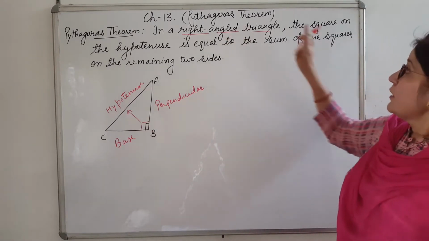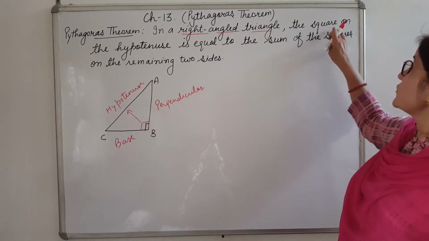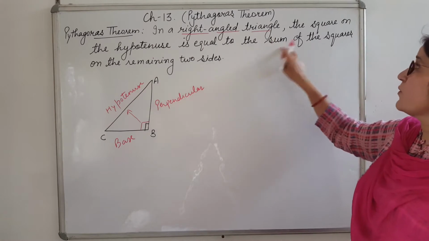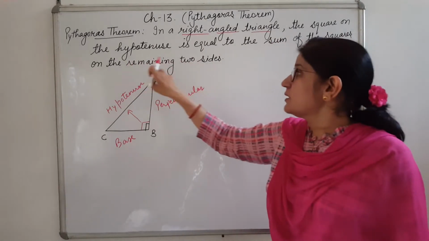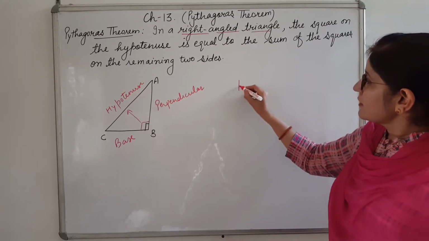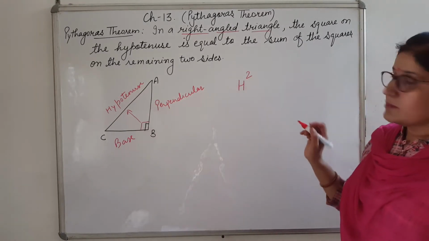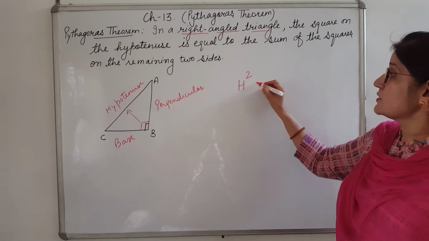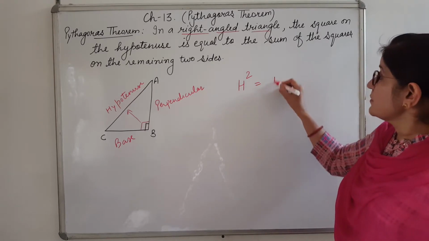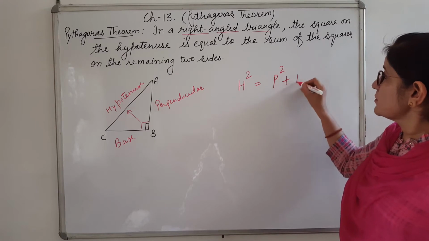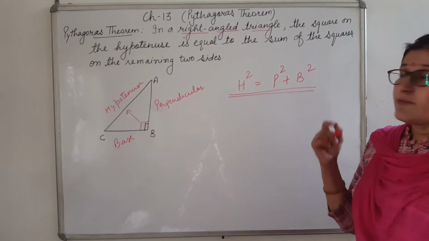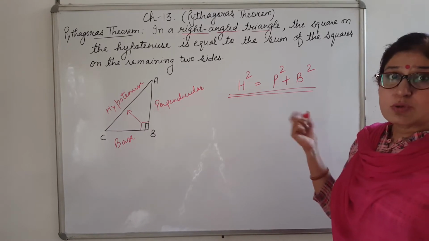So according to this theorem, the square on the hypotenuse is equal to the sum of the squares on the remaining two sides. That means h square, the square of the hypotenuse, equals the sum of the squares of the other two sides, p square plus b square. So this is the theorem which we will have to follow here to solve the sums.